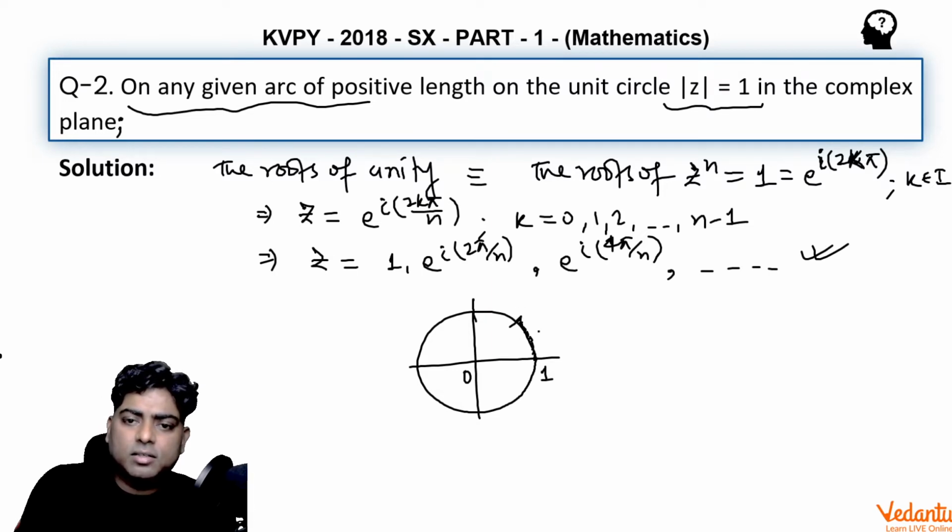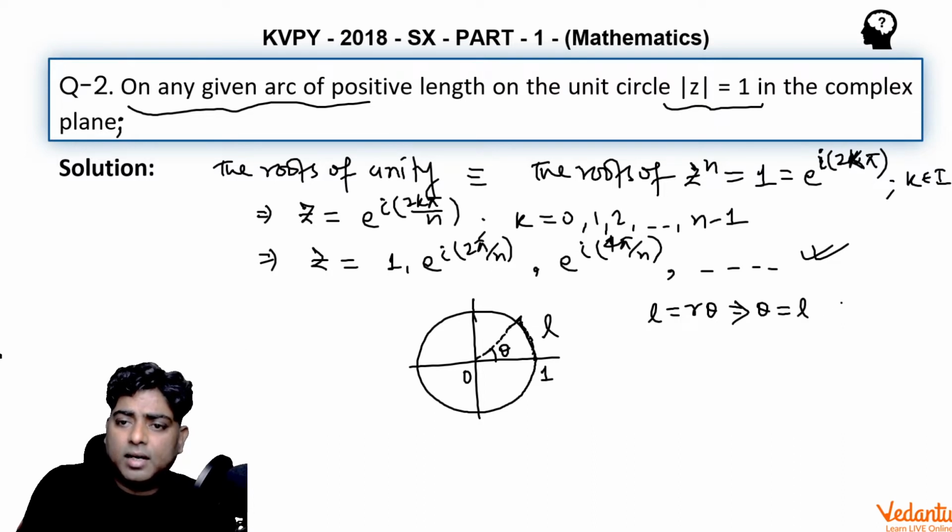Now let the given arc be L, and suppose that arc makes some angle theta at the center. As the radius is 1, L = rθ, and r is 1, so L is equal to theta. This implies theta is equal to L as r is equal to 1. Clear?